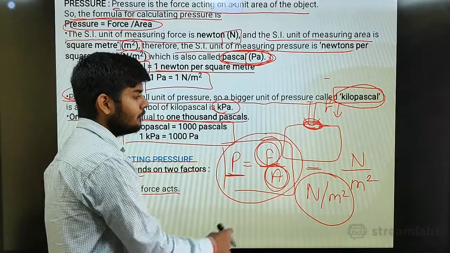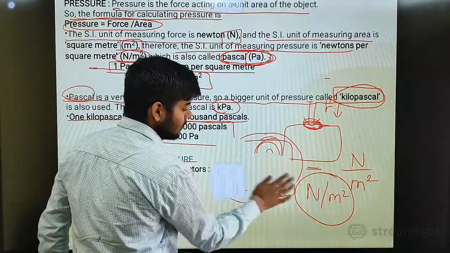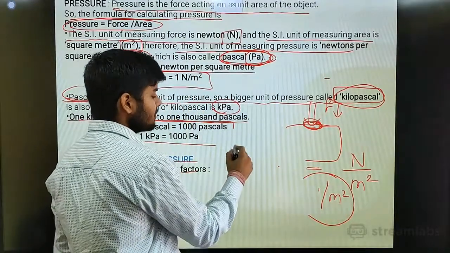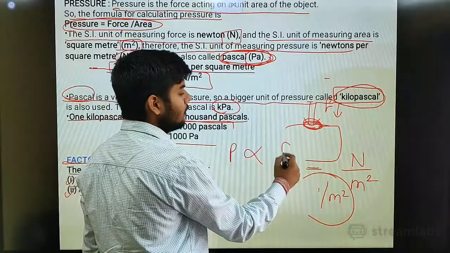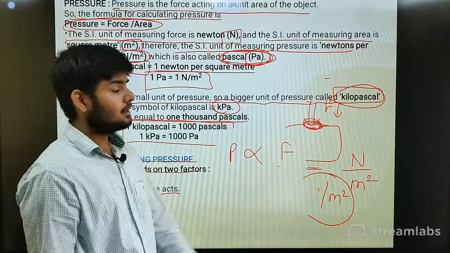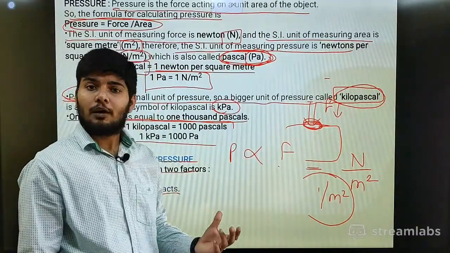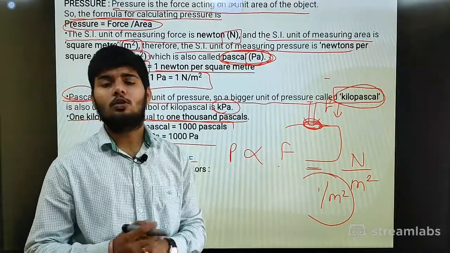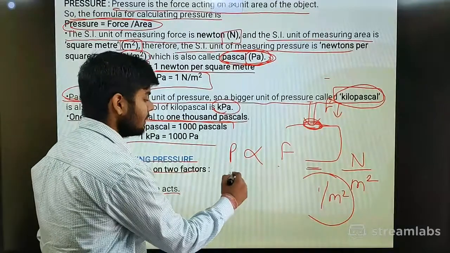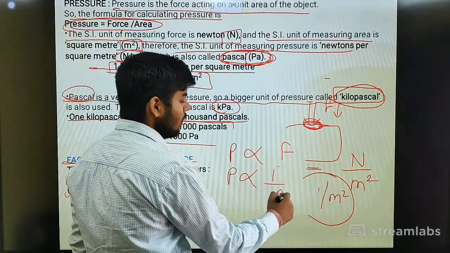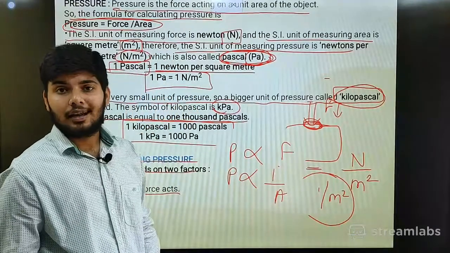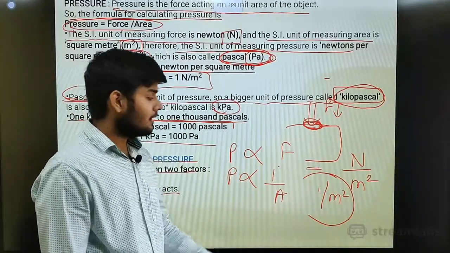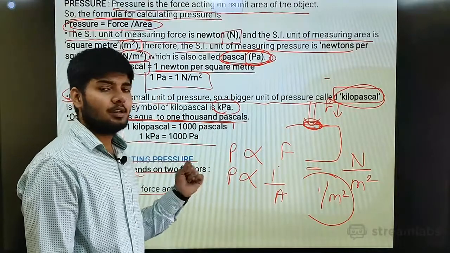From the formula we can see that pressure is directly proportional to force. It means if we increase the value of force, then pressure also increases, because pressure is directly proportional to force, and pressure is inversely proportional to the area. It means if we increase the area, then pressure decreases, and if we decrease the area, then pressure increases.